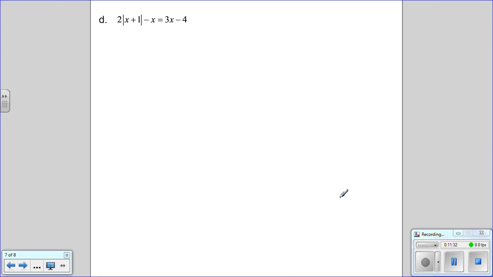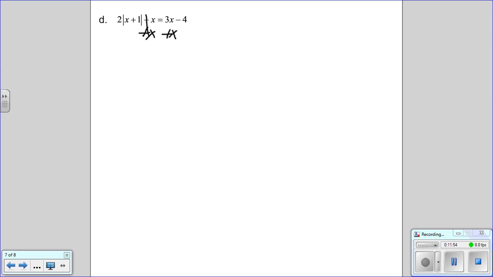I've got one more equation for you. It's a little more difficult, so let's work through this one together. 2 times the absolute value of x plus 1 minus x equals 3x minus 4. We have to start by isolating the absolute value sign. So I have to get the absolute value of x plus 1 by itself. So let's start by adding x to the other side.